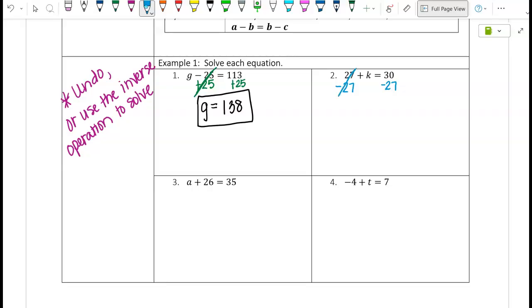So this 27 cancels itself out, and I get k equals, what is 30 minus 27? 3. So k has a value of 3.